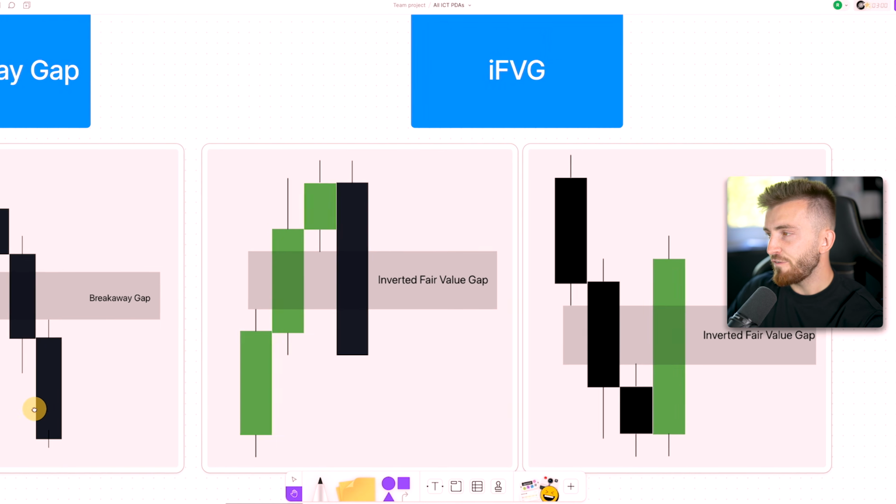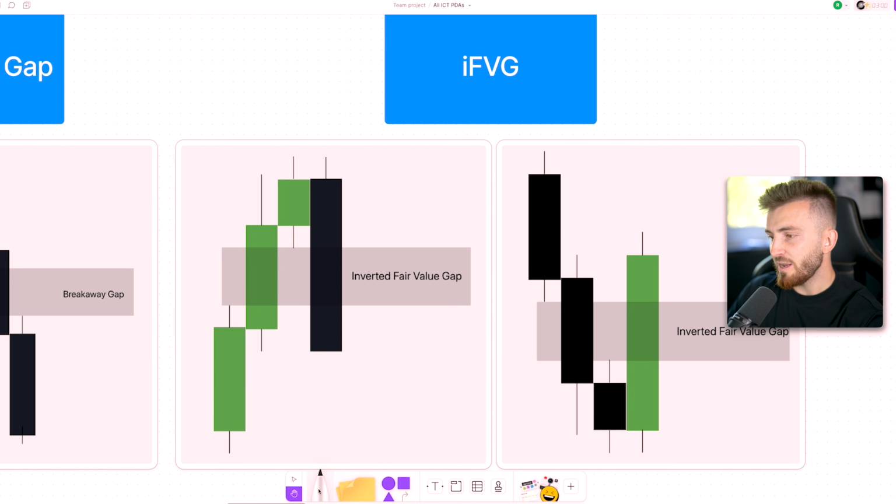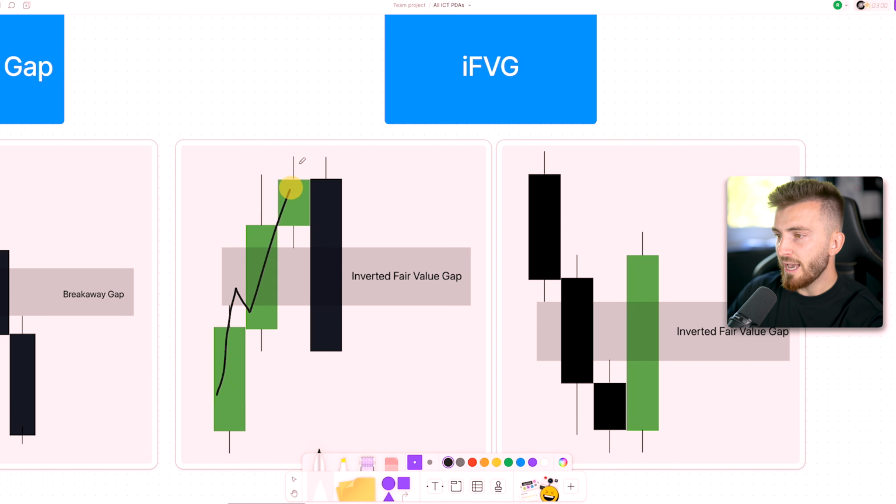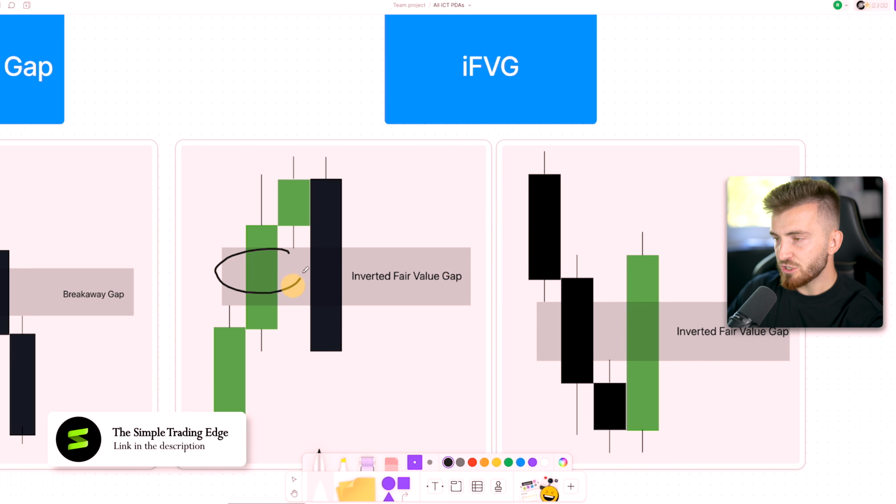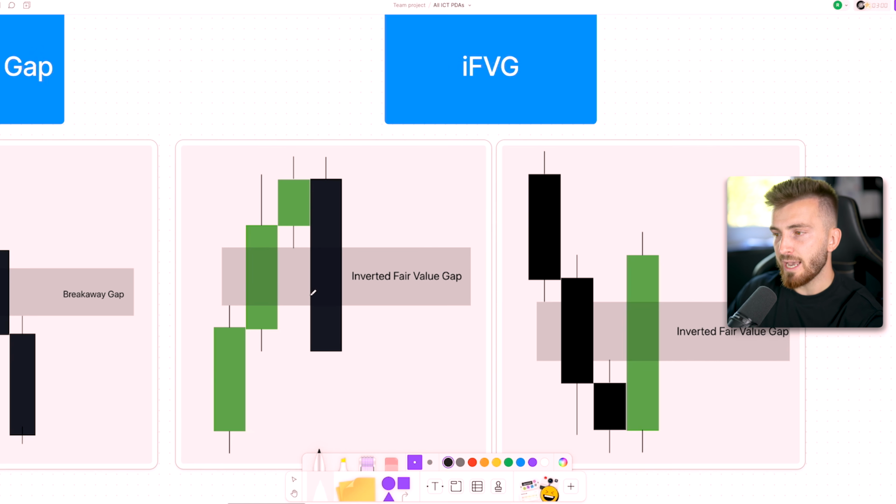Then inverted fair value gaps. The inverted fair value gap is basically when we have a bullish fair value gap that is completely disrespected and is closed, and underneath it, this inverts the bullish fair value gap, and now it becomes a bearish inverted fair value gap. Same thing on the bullish side. If we have a bearish fair value gap, but that fair value gap is flipped back to bullish, then we have a bullish inverted fair value gap.